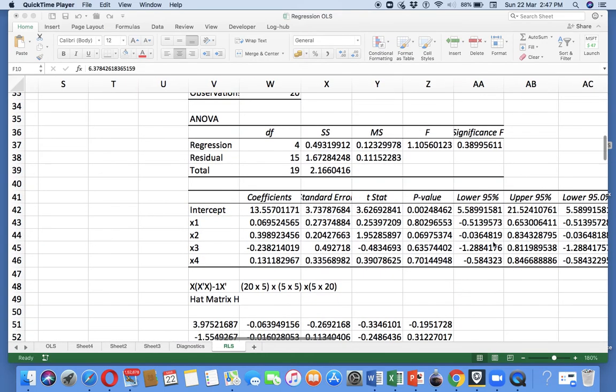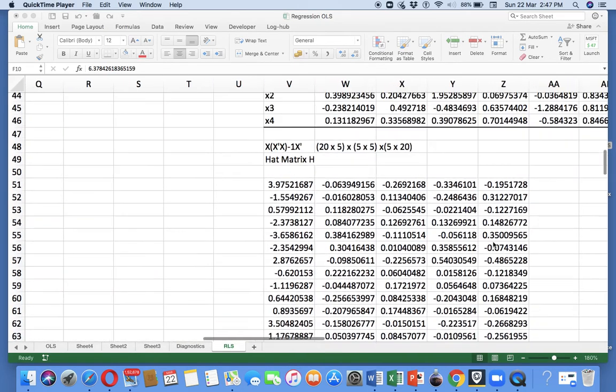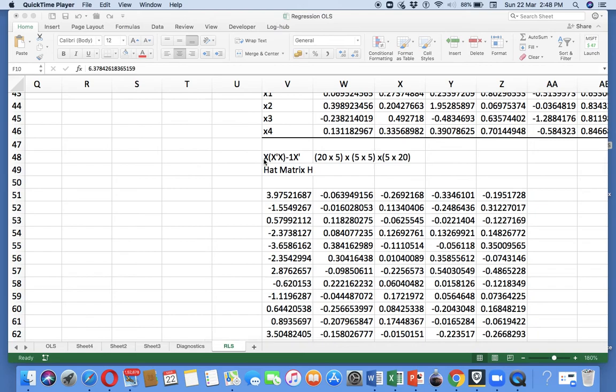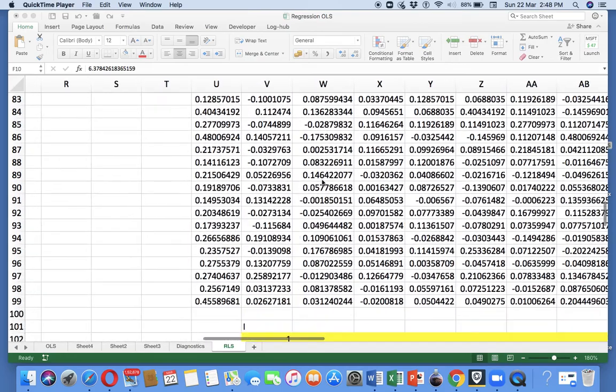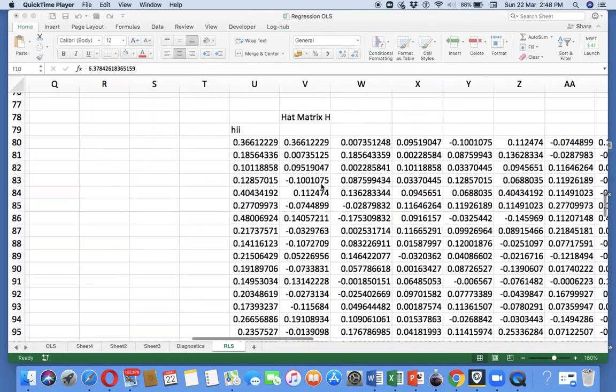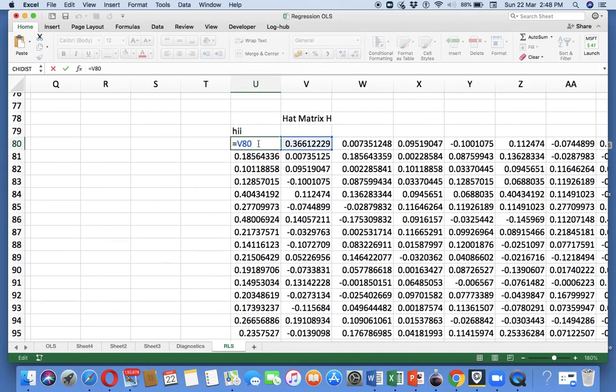And now I also demonstrated how the hat matrix is calculated. The hat matrix formula is X into X transpose X inverse X transpose. So you get a hat matrix, and we also resolved that it will be a 20 by 20 matrix, which we have obtained over here. But the important thing in the hat matrix is the diagonal element. So I've taken the first diagonal element and the second diagonal element, because it's the HII. These are the diagonal elements.